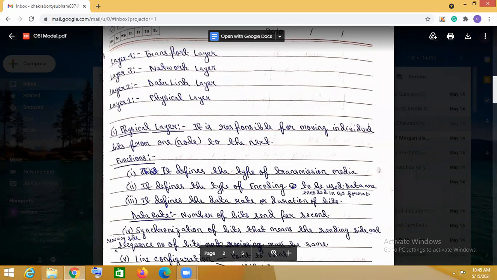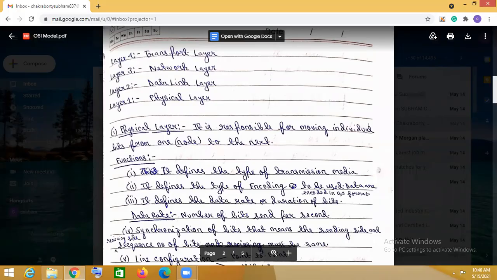Now, what are the functions of the physical layer? The function of the physical layer is to define the type of transmission media used for communication between two devices. There is a sender and there is a receiver. The sender also has these 7 layers present, and the receiver also has these 7 layers present. The physical layer will define which type of transmission media should be used for communication between them.